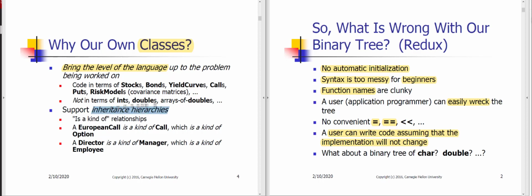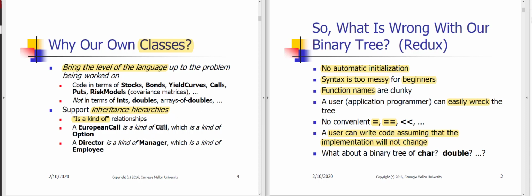Another thing that classes give us, which gets us to object-oriented programming, is the idea of inheritance hierarchies. Using inheritance, we can express "is a kind of" relationships, which is both conceptually convenient and also turns out to save us a lot of awful copy and modifying kinds of coding.